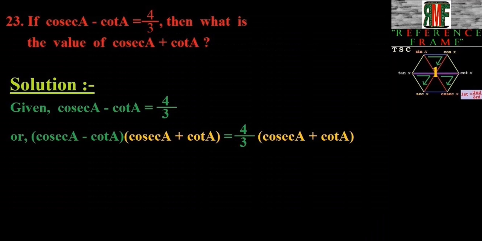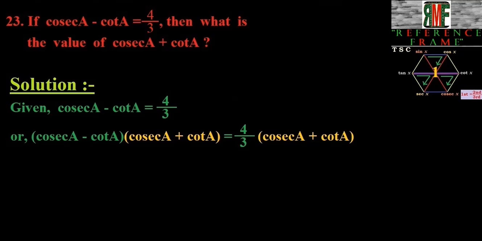Okay, this time we're going to solve problem number 23. So what are we given? We're given cosec A minus cot A is equal to 4 by 3, and we're asked to find cosec A plus cot A. This is just like the previous problem that was solved, that means this is just like problem number 21. Okay, so look, what is our destination? Our destination is cosec A plus cot A. The only difference is in 21 we were asked to prove, and here we just need to find.